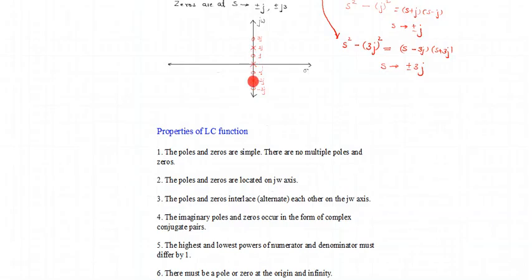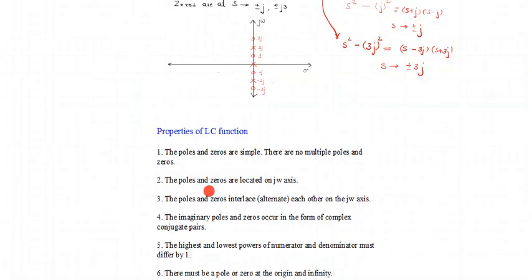This is how we can differentiate quickly whether the function is an LC function or an RL or an RC function. So if poles and zeros lie on the j omega axis, we can quickly find out that the given function belongs to an LC function. The next important thing is all the poles and zeros which lie on the j omega axis are interlaced. They are alternating. So every pole is followed by a zero, and a zero is followed by a pole. All the poles and zeros are interlaced.